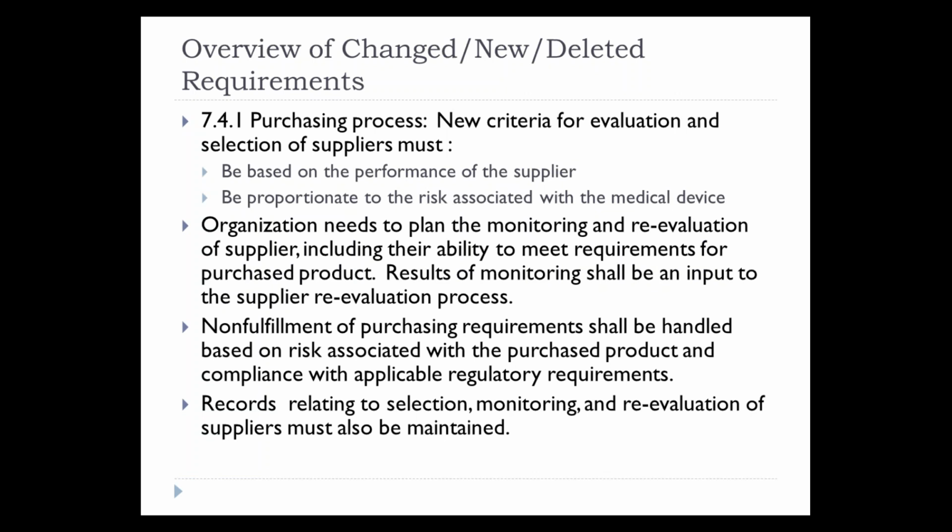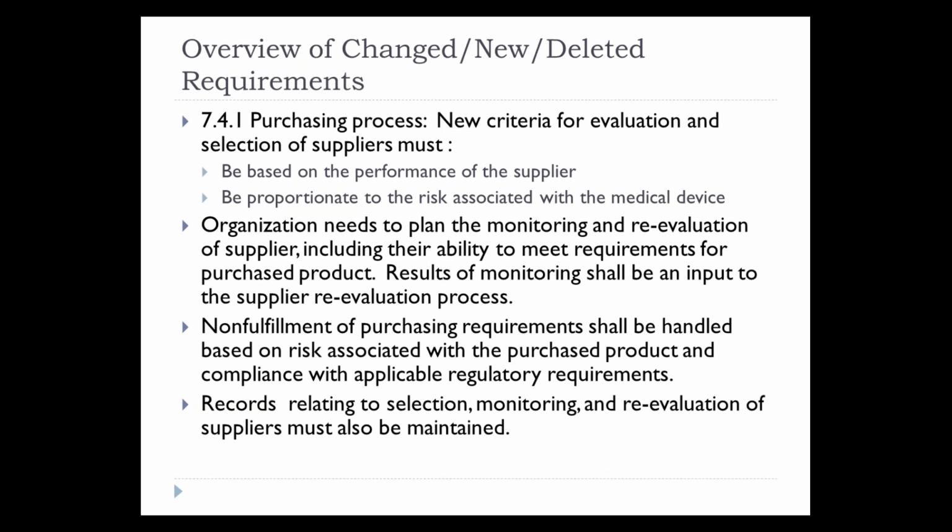Moving on to section 7.4, purchasing. 7.4.1 talks about the purchasing process. New criteria for evaluation and selection of suppliers. The criteria for evaluation and selection has to be based on the performance of the supplier and be proportionate to the risk associated with the medical device. So obviously the criteria must be rigorous when we have a new or maybe poorly performing supplier performing a high-risk service or providing a high-risk component.